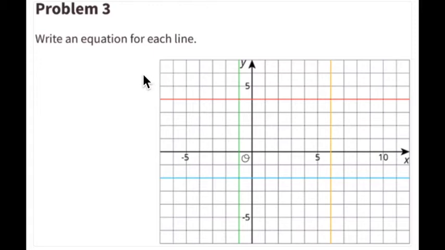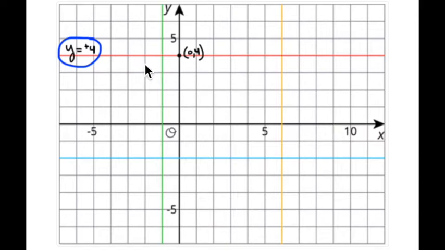This is problem number 3, and this is practice writing equations for horizontal lines, the red and the blue line, and vertical lines, the green and the yellow line. So the red line, to write that equation, what I would do is look at the x-axis or the horizontal axis and just think about what's going on. You can move anywhere along this x-axis, so the x can be any value, but y has to be +4. So wherever I move, I'm going to end up moving along the y-axis 4 units. So this is an equation of y equals +4. So when y equals some value, you're going to get a horizontal line.